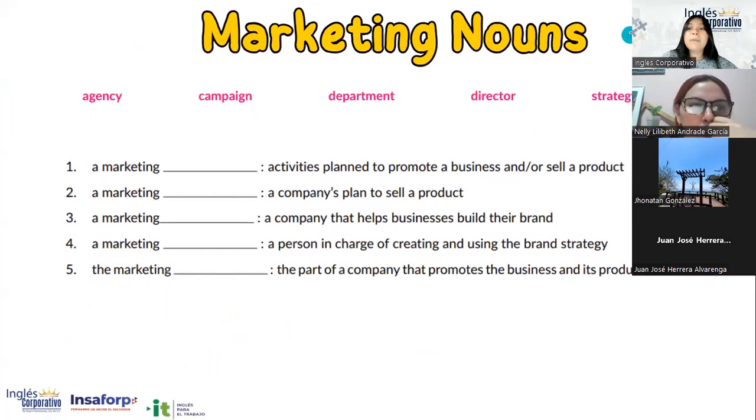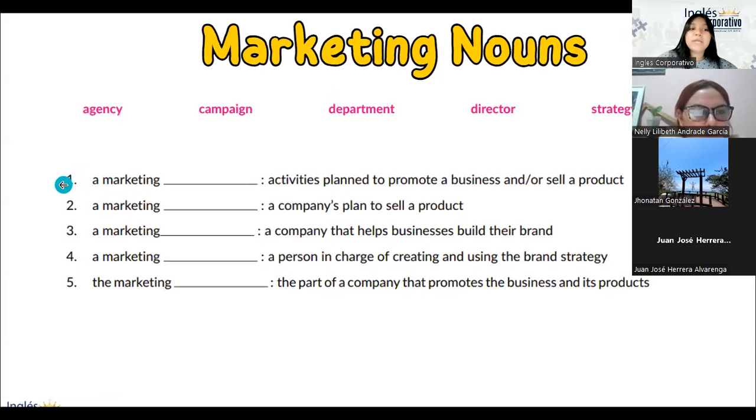And now let's talk about marketing nouns. So let's see. We have number one, and we have the definition. The definition says activities planned to promote a business or sell a product. What is this? Is this a marketing agency, a marketing campaign, a marketing department, a marketing director, or a marketing strategy? What do you think? Activities planned.